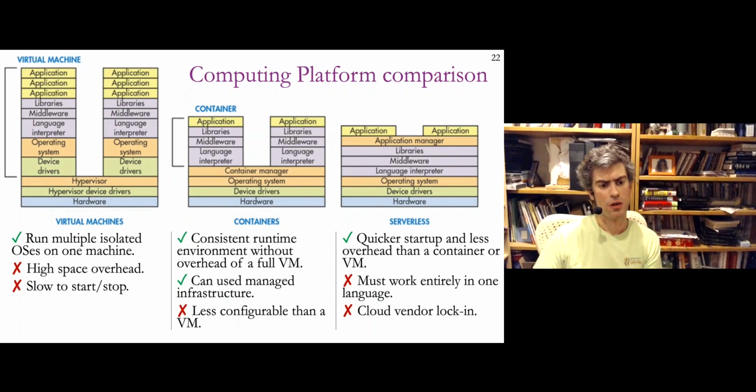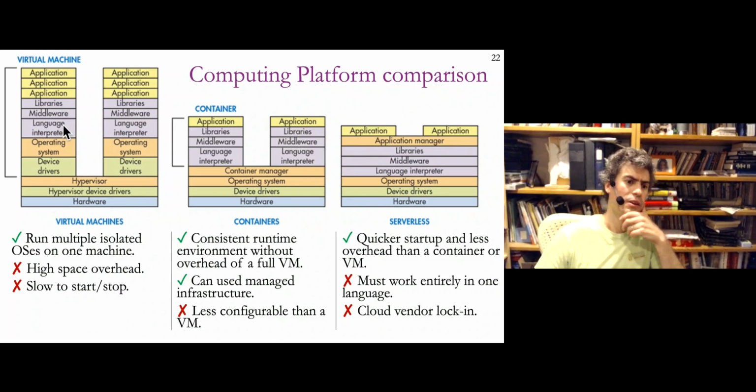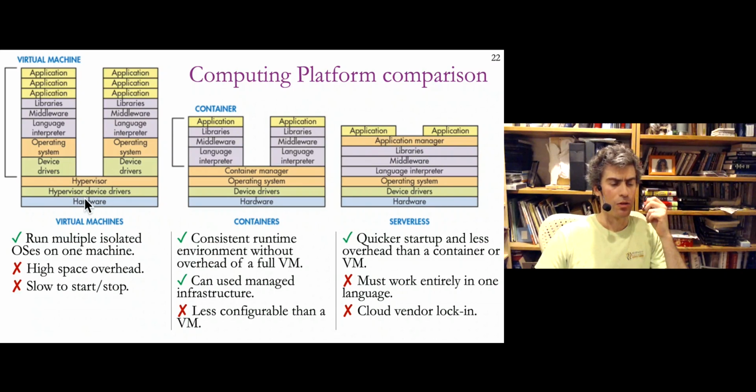Okay, so we can compare the different computing platforms we've talked about here at a very high level. Virtual machines first, where you have a full operating system, which includes things like device drivers and all the middleware and interpreters and libraries. Those are a good approach because they allow a lot of customization, but it leads to a very bloated application artifact, which is this whole virtual machine, several gigabytes big.